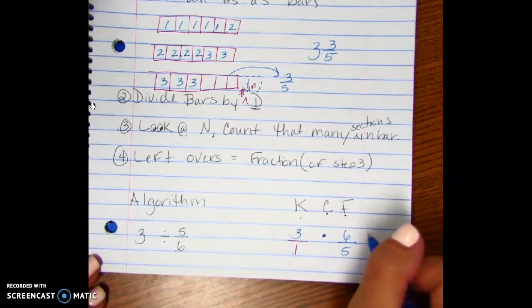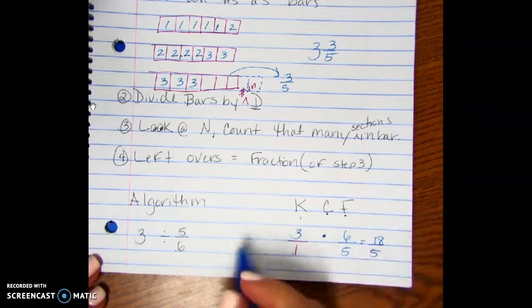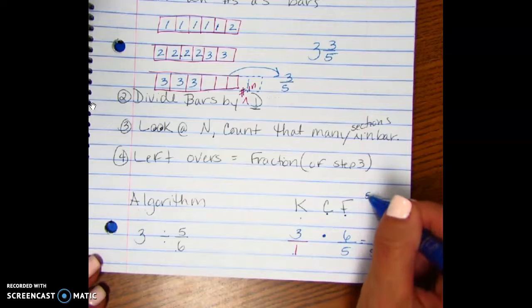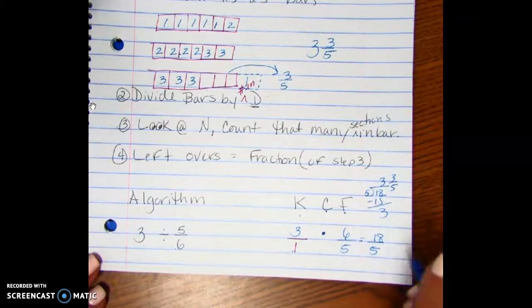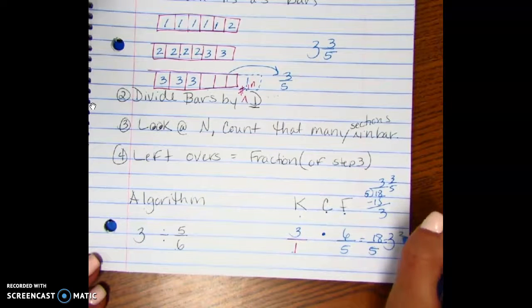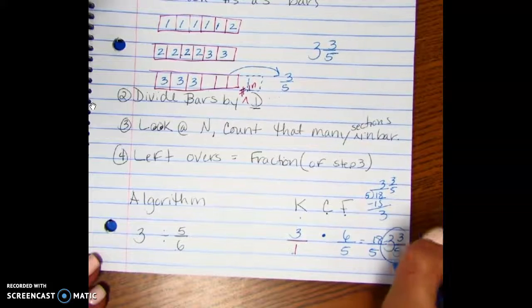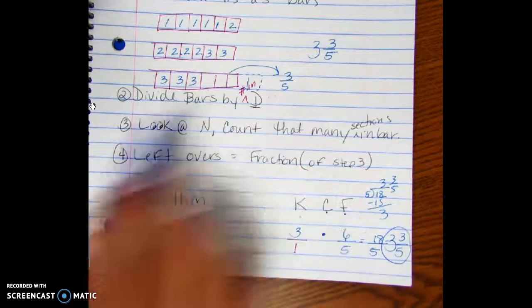So now I can multiply across, and I end up with 18/5. And when I simplify, 5 goes into 18. It ends up being 3 3/5, just like our model says.